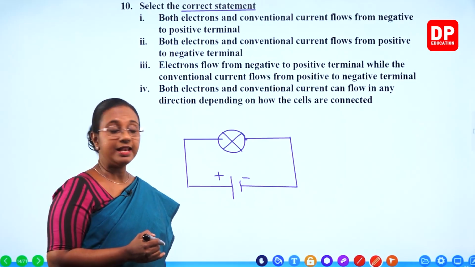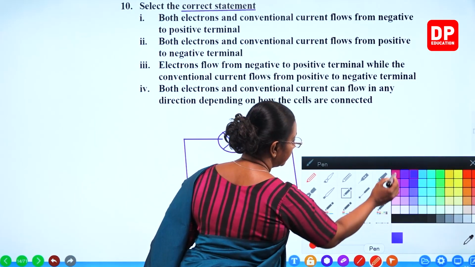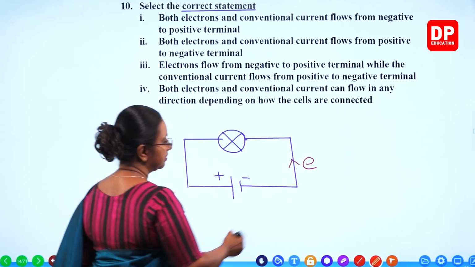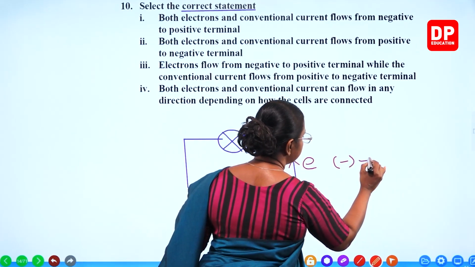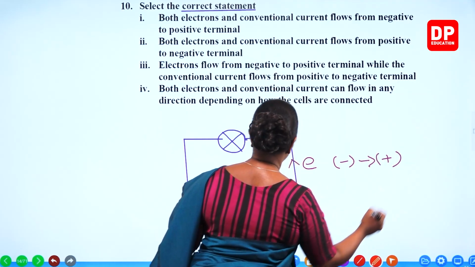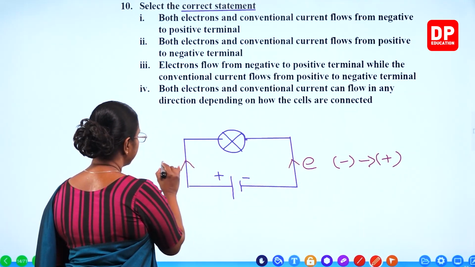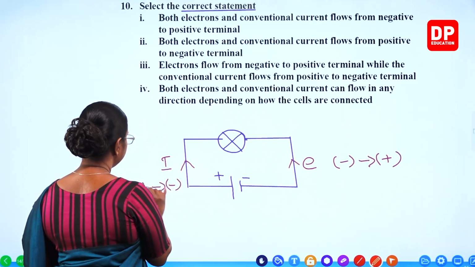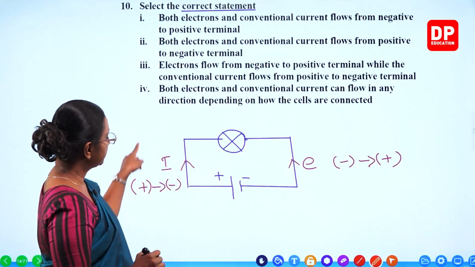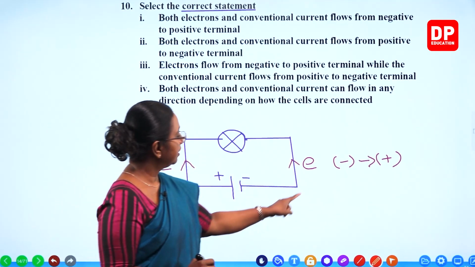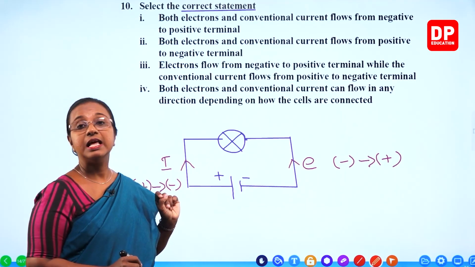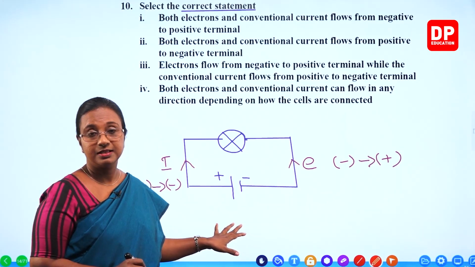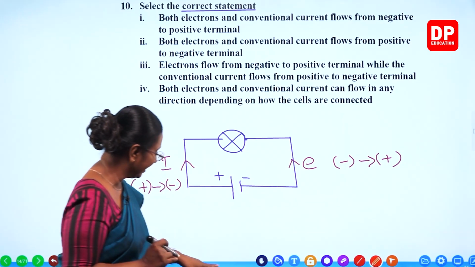Now how do electrons flow? Here electrons flow from negative to positive terminal. Whereas the current I flows from positive to negative terminal. So conventional current flows from positive to negative terminal, and electrons flow from negative to positive terminal. That is what happens in a circuit. I'm sure you all know this very clearly.